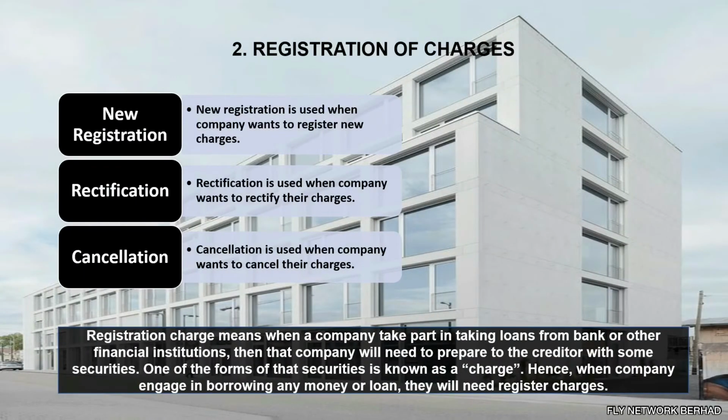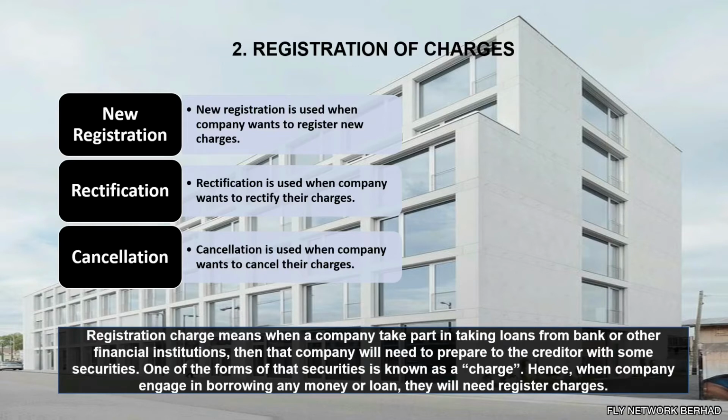Second is registration of charge. Registration charge means when a company takes part in taking loans from bank or other financial institutions, then that company will need to provide the creditor with some securities. One of the forms of that security is known as a charge. Hence, when company engage in borrowing any money or loan, they will need to register charge.